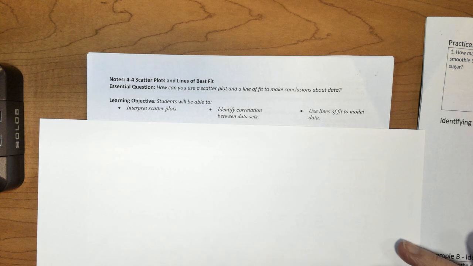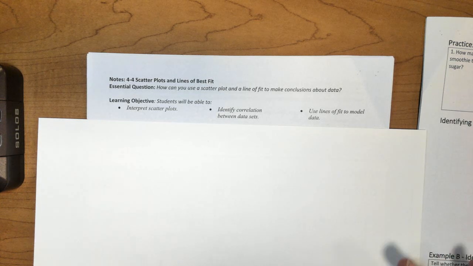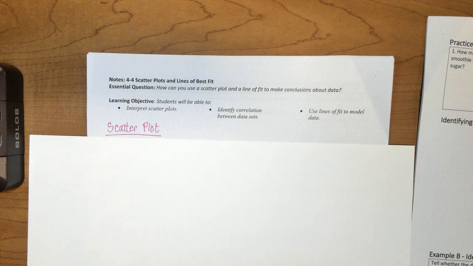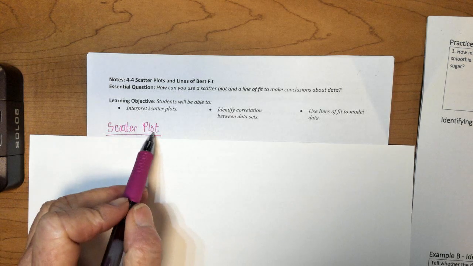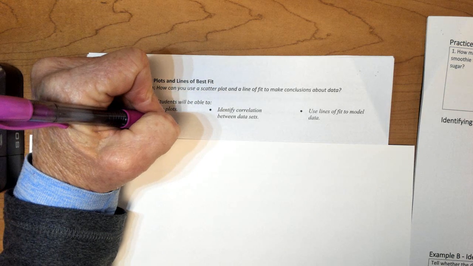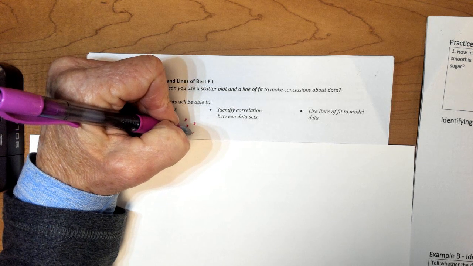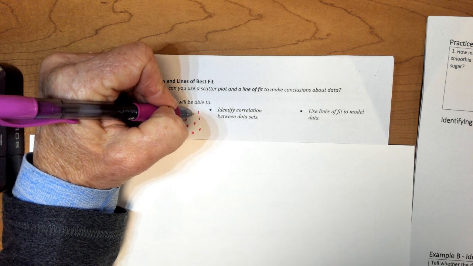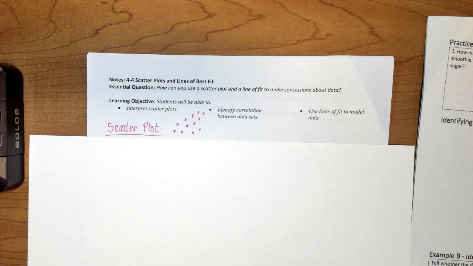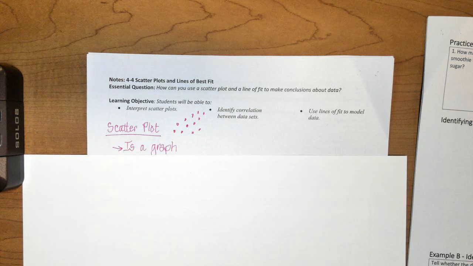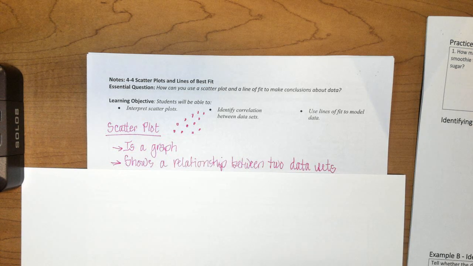So the very first thing that we're going to do is look at the definition of scatter plots. So what is a scatter plot? If you think of the words scatter and plot, think about a bunch of dots that are scattered all over the place. Basically, it is a graph. So a scatter plot is a graph. What else is it? It shows a relationship between 2 data sets.